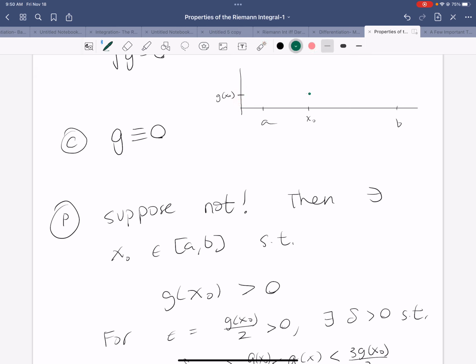So I now have some interval here where the values have to be at least this big.